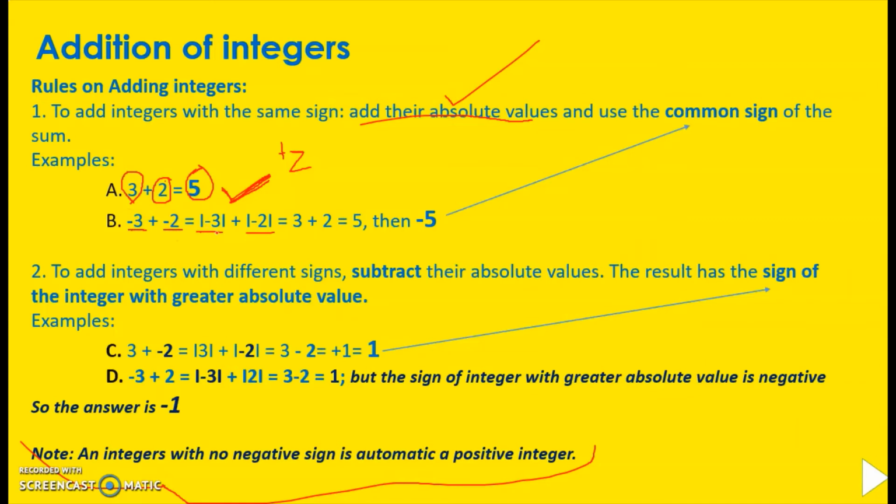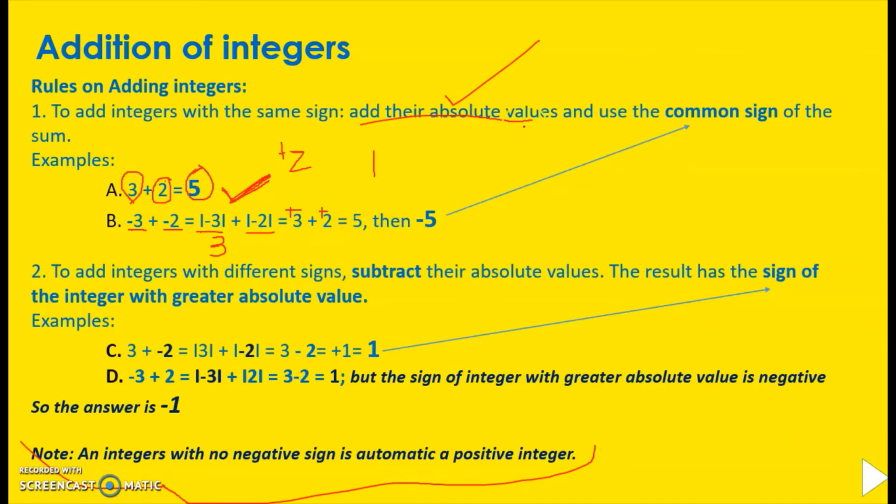So the absolute value of negative 3 is 3 because, as we defined, for any integer, the absolute value has a positive integer equivalent. So from negative 3, we're going to have positive 3. Take note, any integer with no negative sign is automatically positive, assuming there is an invisible positive sign. So let's see. Positive 3 plus positive 2 equals 5.